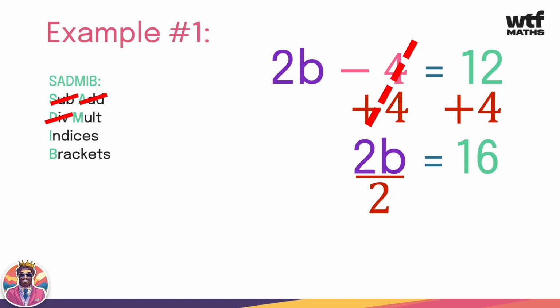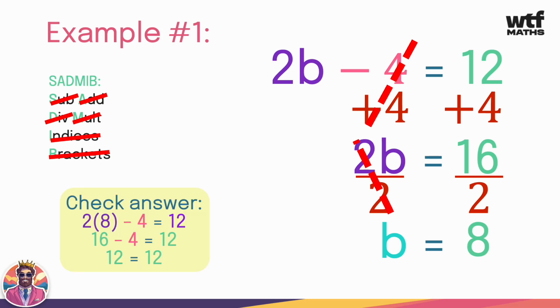So if we divide the left side by 2 and the right side by 2, those will cancel out, giving just 1b. So 16 divided by 2 is 8. And then we've done all the steps. So our final answer is b equals 8. We can check that. 2 times 8 is 16. 16 take 4 is 12. Left side equals right side, tick. So we must have the right answer.